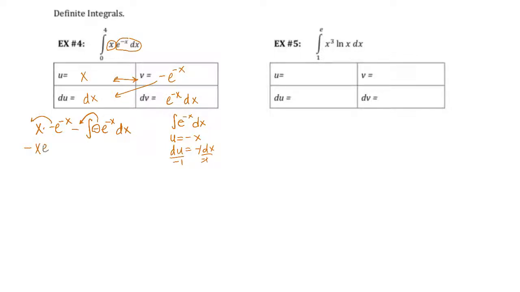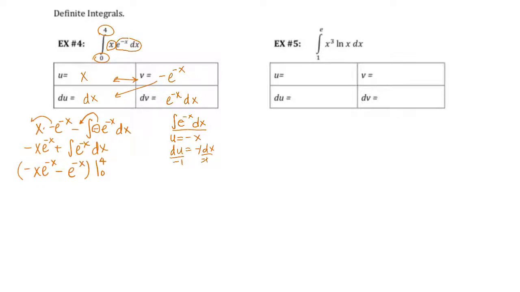So we have negative x e to the negative x plus the integral of e to the negative x dx. And we already know what the integral of e to the negative x dx is. So we can go ahead and bring all of this down. We have negative x, e to the negative x, and we're going to end up with minus e to the negative x again. And that's going to be now a little bit different. We're not doing plus c because we have our limits of integration. So we're going to go from 0 to 4.